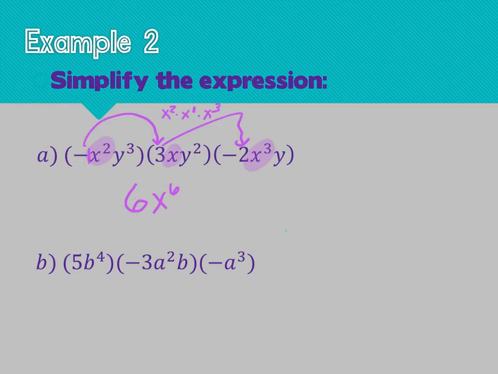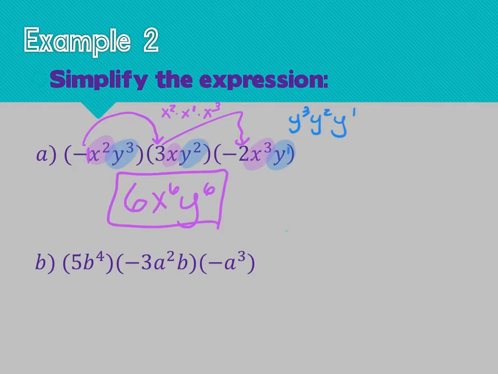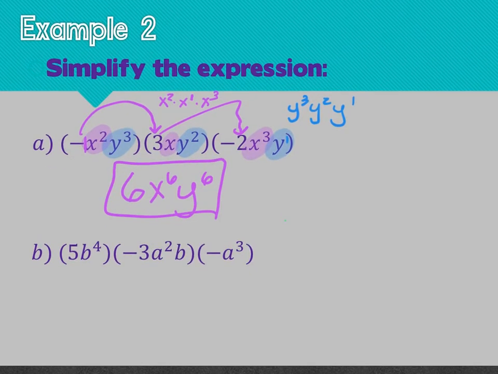Then I've got my y's, y to the third, y to the second, and y technically to the first. Third, second, first. Add those up again, and it's also an exponent that's 6. So 6x to the 6th times y to the 6th. Raise your hand if you got it right. Okay, good. All right, B says 5b to the fourth, -3a to the second, b, and -a to the third.